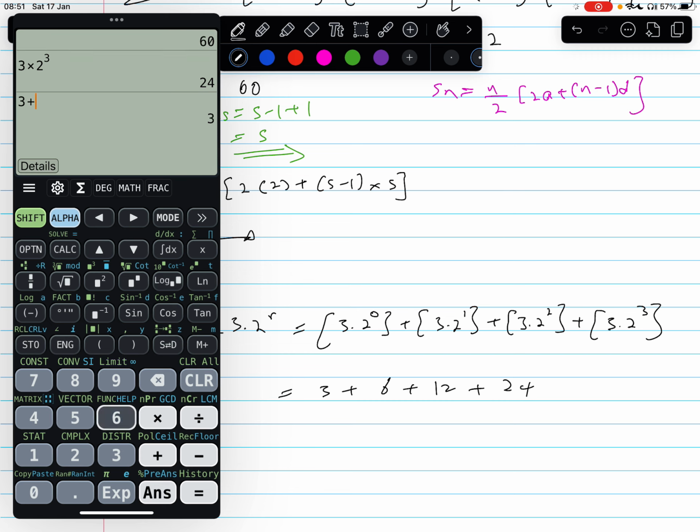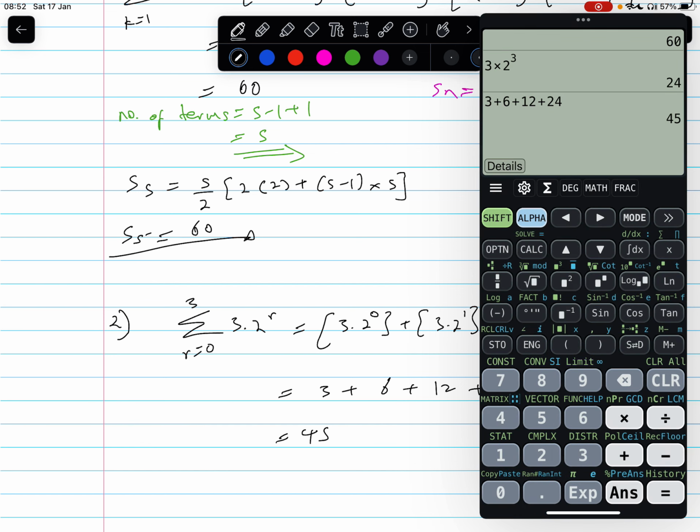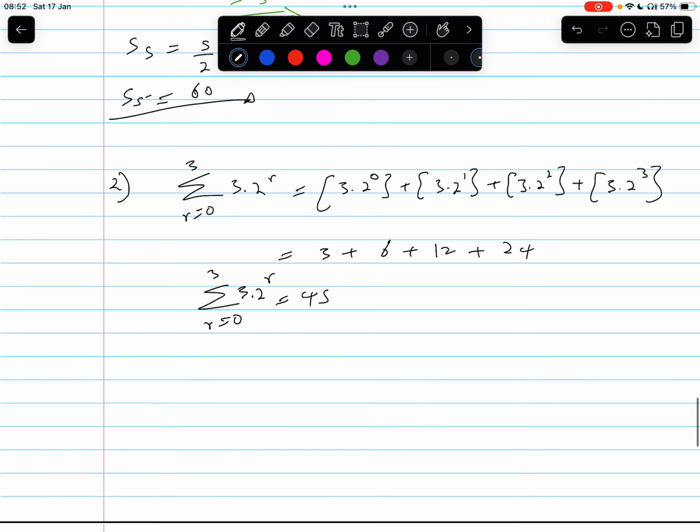Alright, 3 plus 6 plus 12 plus 24, we get 45. This is doing it the long way, just to show how it works. But when the number of terms gets bigger, it's better to use the general formula.